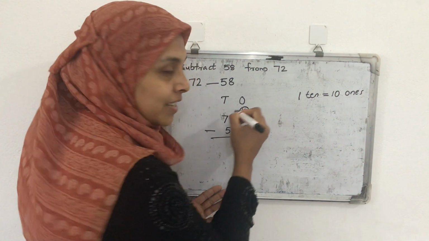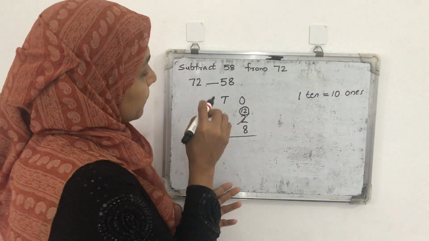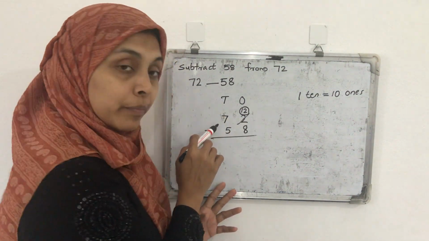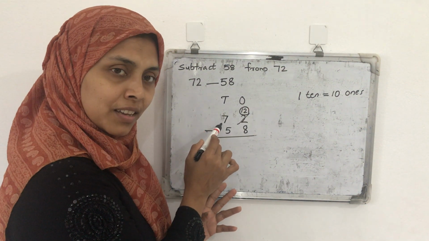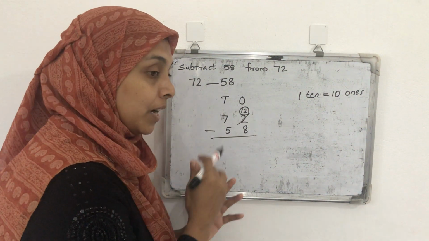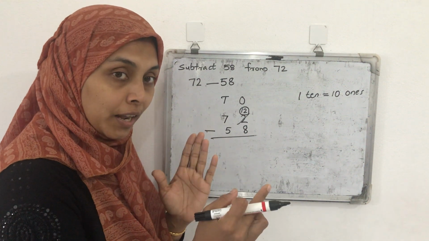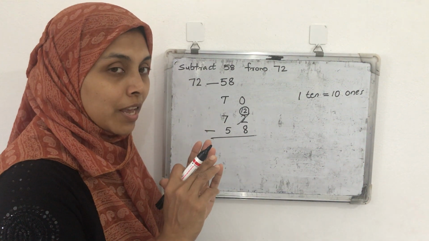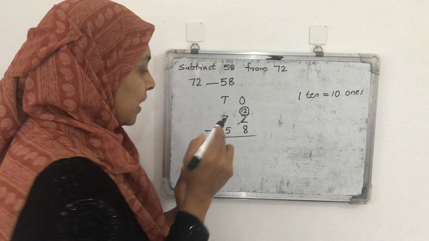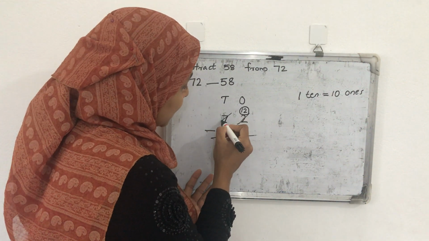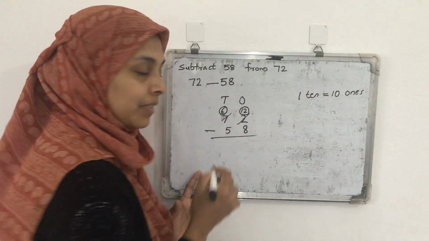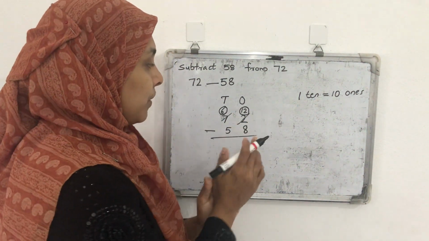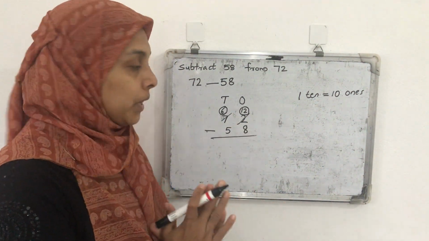We borrowed 1 ten from this 7 tens. So how many tens remain? From 7 tens, if we borrow 1 ten, only 6 tens remain. So we can cut this 7 and write 6 here. Clear? Then we subtract using the normal method.